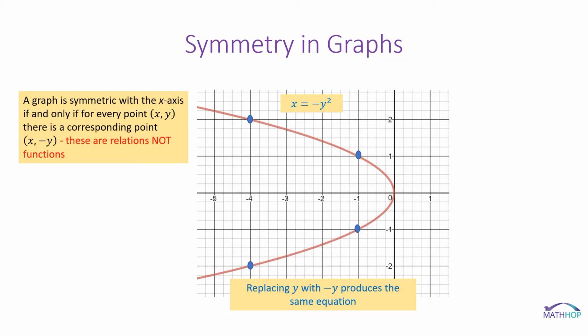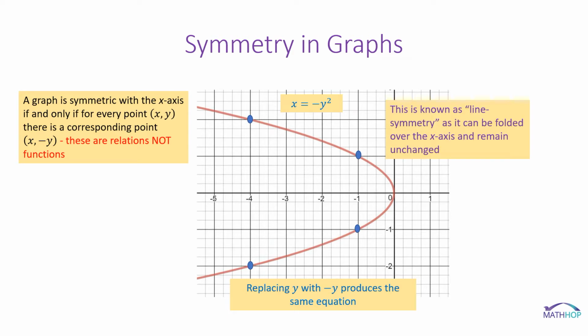Now, we don't use these a lot. This is line symmetry. It's folded over the x-axis, remains unchanged. We don't do too much with it. You may be asked, what type of symmetry does this graph have? And if it doesn't have y-axis symmetry or origin symmetry, you would test for this and say x-axis symmetry. But it won't be a function, so we don't see it all too often.